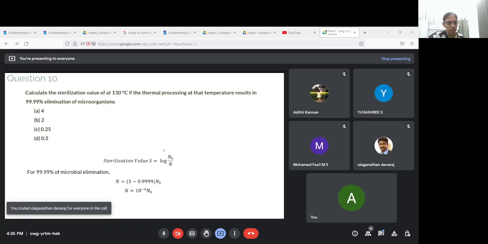When you substitute back in this equation, you will get S equal to log n naught by 10 power minus 4 into n naught. So n naught will get cancelled, and log of 10 power 4 is 4. So your sterilization value is 4. Another name for the sterilization value is log reduction cycle. So when S is equal to 4, it means there are 4 log reduction cycles, that is, it is going from let's say 1 to 10 power minus 4. That is, 4 log times it is reducing the concentration. So your S value is also known as the log reduction cycle. The answer to this question is option A.